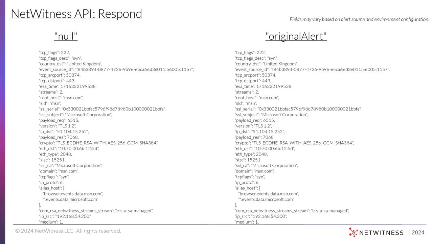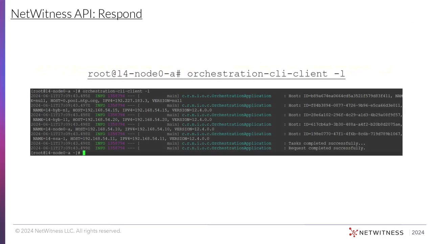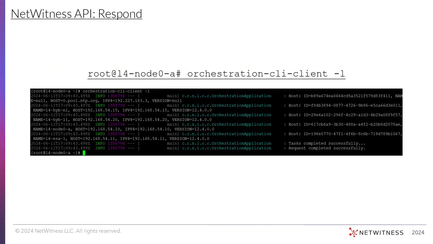In some versions of NetWitness, this event source ID may be in this unique ID format rather than in a hostname or IP format. In that case, you might need to have a lookup table in your playbook to translate those IDs into hostnames or IPs. To do that, you would go to the command line of your admin server and run orchestration-cli-client -L.